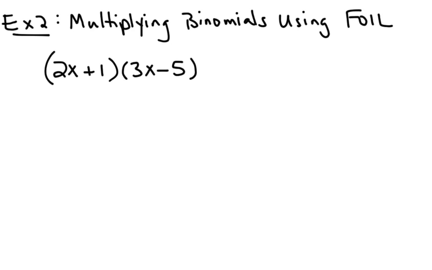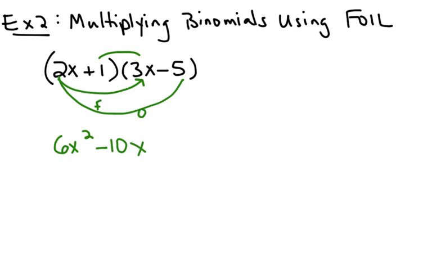Multiplying binomials using FOIL. This may or may not be how you learned to multiply binomials. If you learned FOIL, you know that it stands for first, outside, inside, last. It's a nice little acronym. When you're multiplying binomials, it says multiply the first two terms together, and you get 6x squared. Then it says multiply the outside numbers together. The 2x and the negative 5 are the outside terms, so you get negative 10x. And then it says multiply the inside terms. 1 times 3x is 3x. And then multiply the last term in each binomial, and you get negative 5.